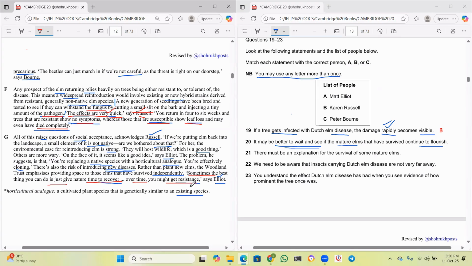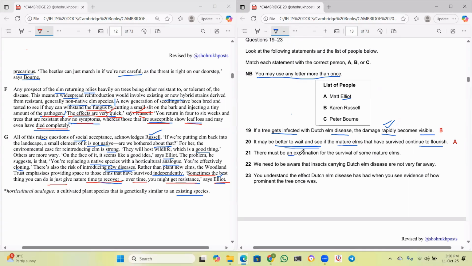Yes, sir. Give it some time means it may be better to wait and see if the elms that have survived continue to flourish. Over time, you might get resistance. Who said it? Eliot. So where is this guy Eliot? A. So what is the answer? 20 should be A, right? Yes, so far so good, guys. Yes, it is going good. Now let us see the next one.